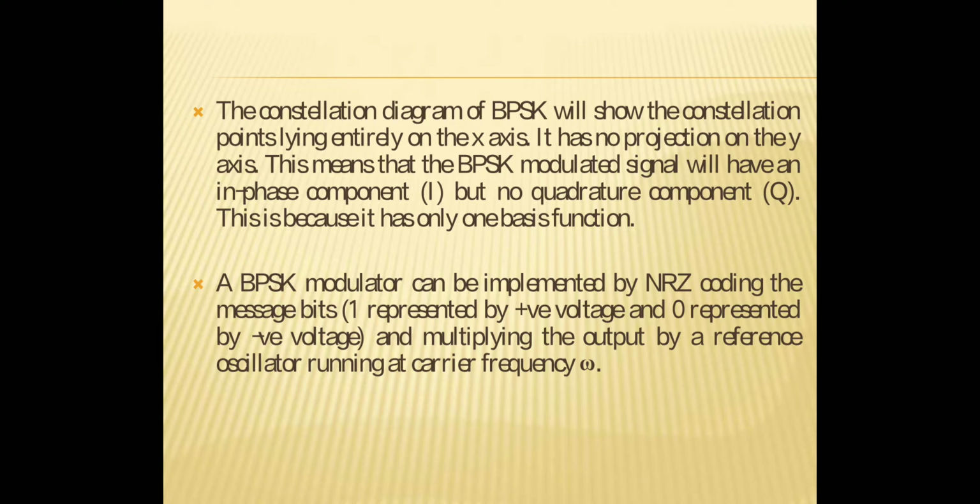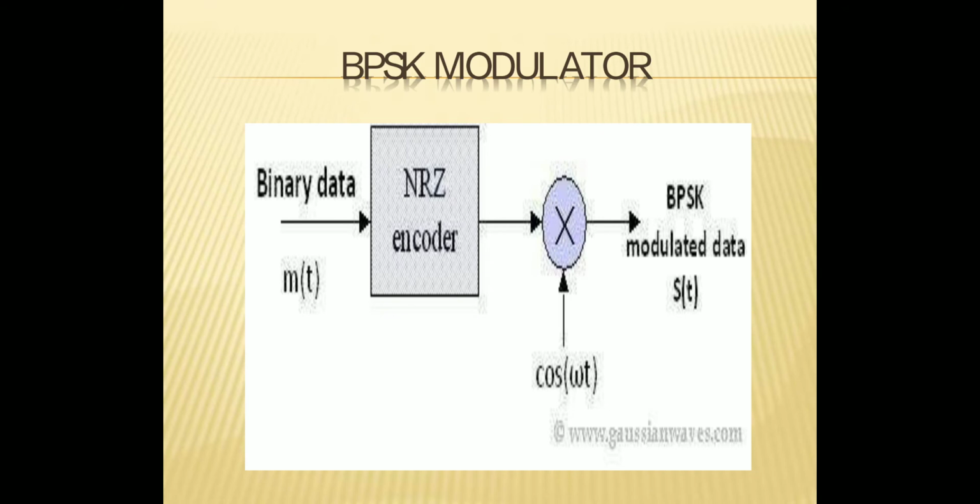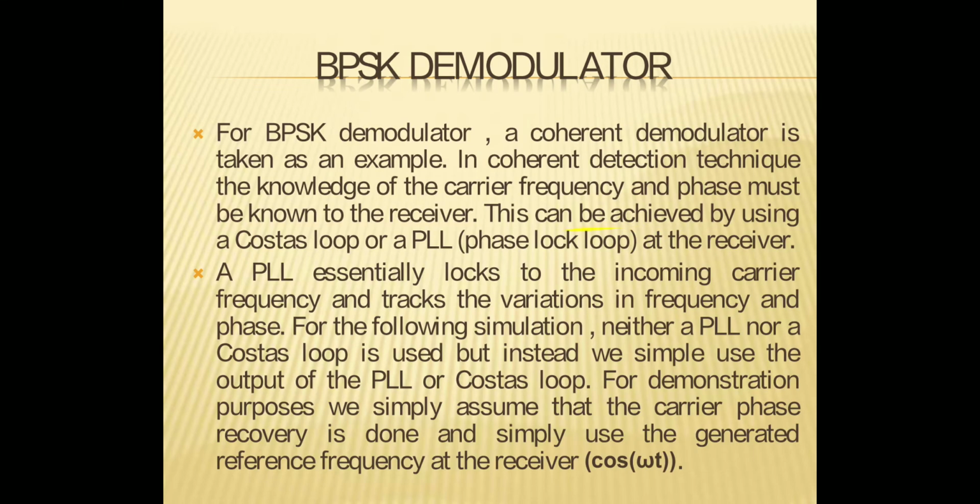A BPSK modulator can be implemented by NRZ encoding. We had studied line coding techniques. NRZ is one of them. The message bit 1 is represented by positive voltage and 0 is represented as negative voltage, and multiplying the output by a reference oscillator running at carrier frequency omega. So this is the BPSK modulator. We are NRZ encoding the binary data and BPSK is generated.